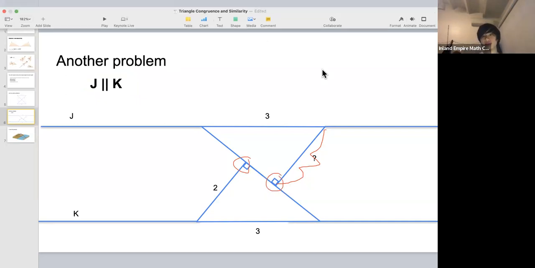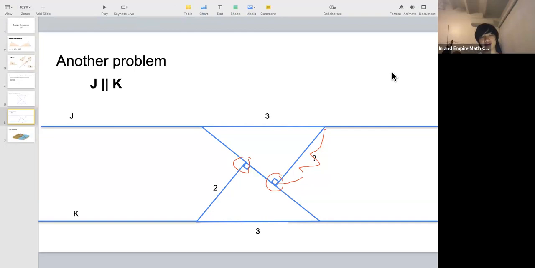I'll give you maybe 3 minutes-ish to think about this, and then we can discuss it a little bit. It's a much harder problem than the other one. It's a bit more complicated, but I think it is quite cool. Oh yeah, and one last piece of information is that this line right here is a straight line. So it is a completely straight line.